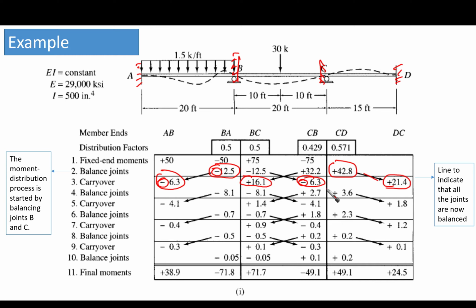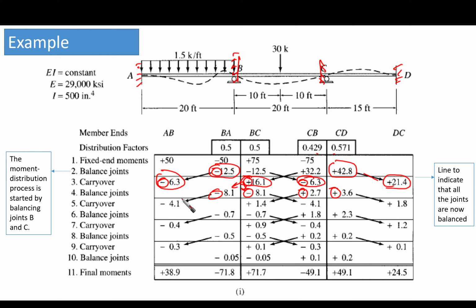Now we need to balance these carryover moments, so we're going to make the cycle, or the cell, simultaneously. We look at the 16.1 at point B and distribute it using the distribution factors 0.5 and 0.5, half and half on the right and left. Take care, as I said, positive sign, negative and negative here. Similarly, this minus 6.3 is going to be balanced, so we put plus 3.6 and plus 2.7 right and left based on the distribution factors.